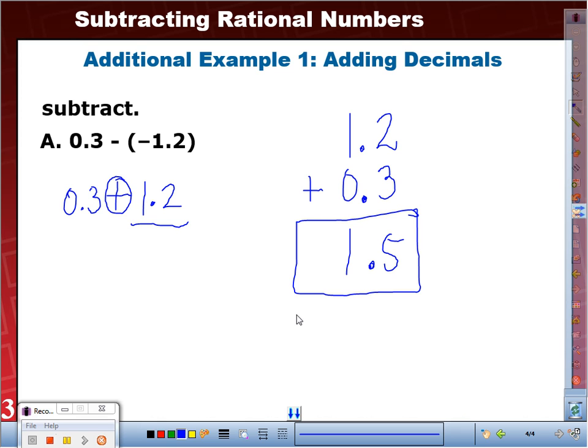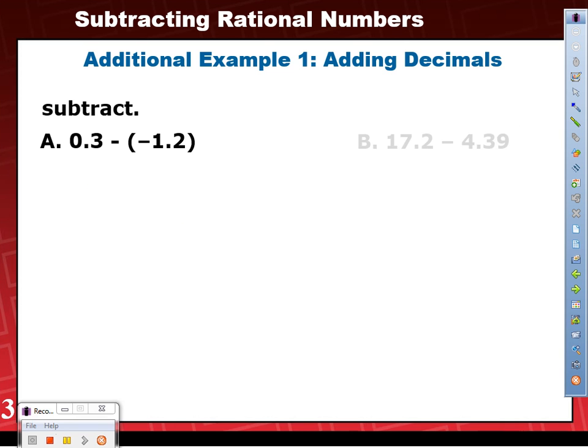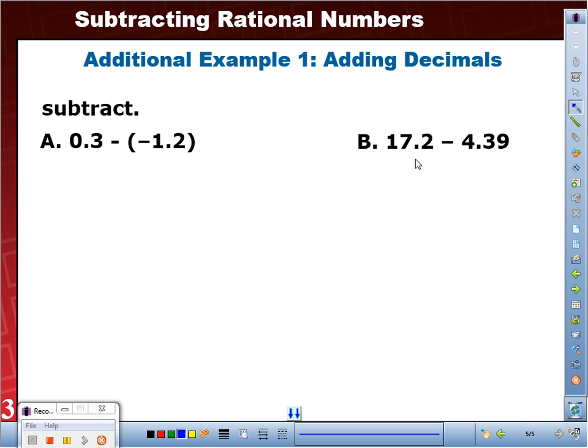How are we doing? Questions on this? Let's do another one. Example 1B. Copy this one. It says it's 17.2 minus 4.39. So step 1 again is what, Jorge? What is it called? Use the additive inverse property.